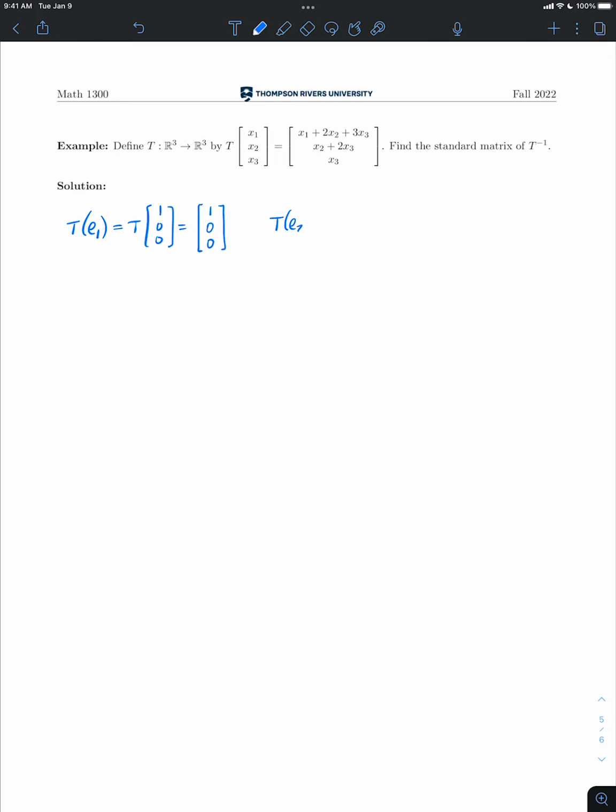Then what about T of E2? That's going to be T of 0, 1, 0. So we're plugging in a 1 for x2 and a 0 for x1 and x3. That's going to give us 2, 1, and 0. That's T of E1 and T of E2. Lastly, T of E3. Well, I think I can sneak this in. That's T of 0, 0, 1. So we're plugging in a 0 for x1, a 0 for x2, and then a 1 for x3. So it looks like we're going to get 3 for our first coordinate, a 2 for the second coordinate, and a 1 for the third coordinate.